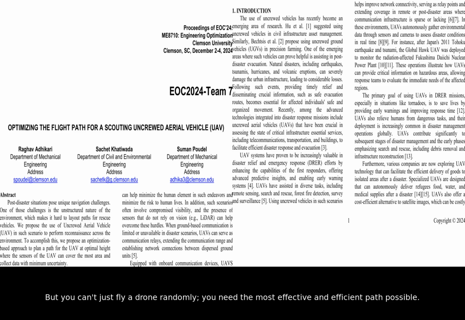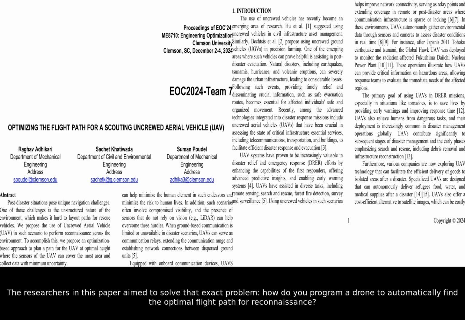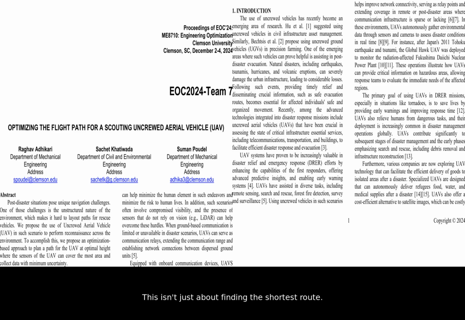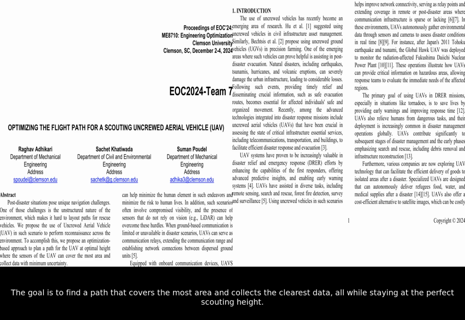You need the most effective and efficient path possible. The researchers in this paper aim to solve that exact problem. How do you program a drone to automatically find the optimal flight path for reconnaissance? This isn't just about finding the shortest route. The goal is to find a path that covers the most area and collects the clearest data, all while staying at the perfect scouting height.